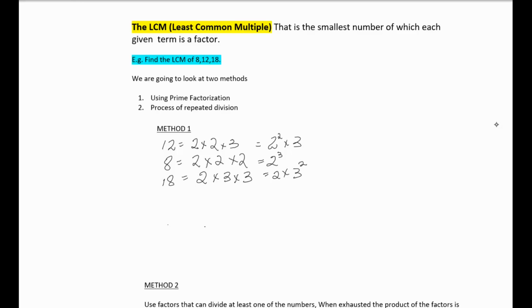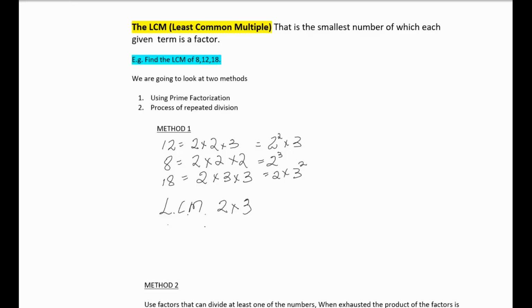Now the LCM must have each factor, any number of factors in this product. The LCM must at least have all those factors. Now we only have 2 factors here. So the LCM must have a 2 and a 3 in there.